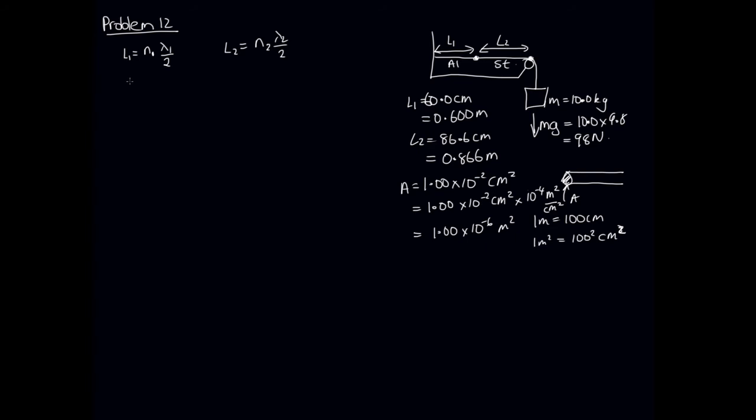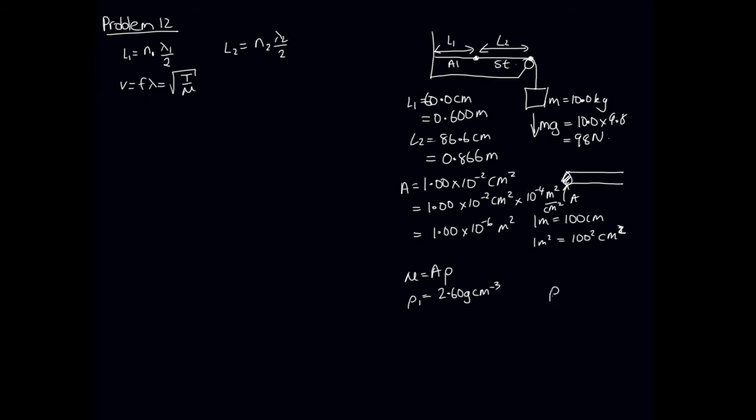Now, because this is waves in a string, we know that V is equal to F lambda, and it's also equal to the square root of T on mu. And we know what T is here. The tension's caused by this hanging mass, so it's the 98 newtons. And we can work out what mu is. Mu is equal to the mass per unit length, so it's equal to the cross-sectional area times the density. So it'll be different for the two wires because we've got different densities. We're told that in aluminium, the density is equal to 2.60 grams per centimeter cubed.